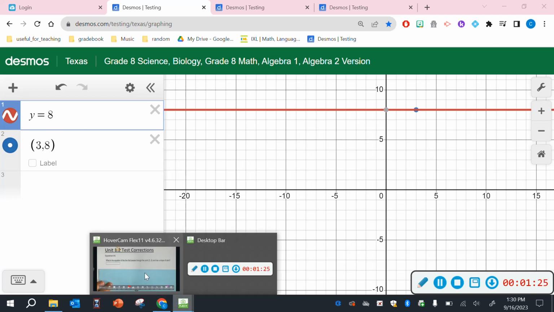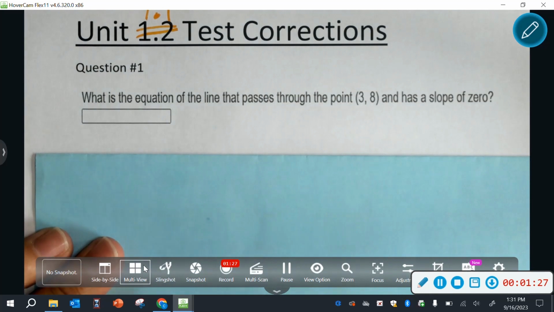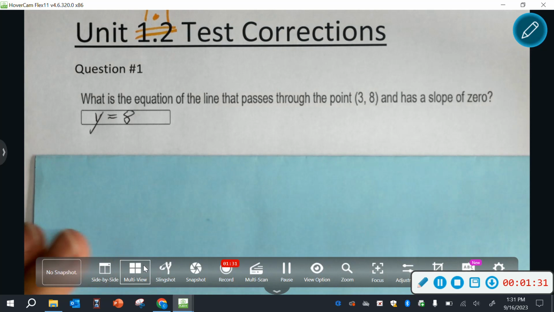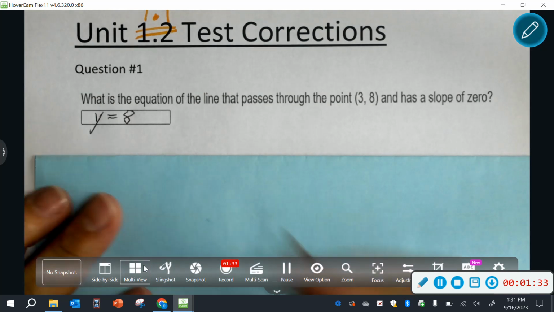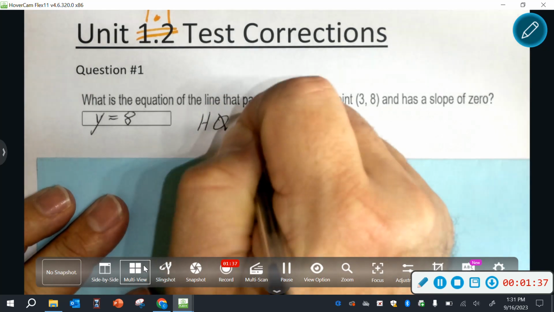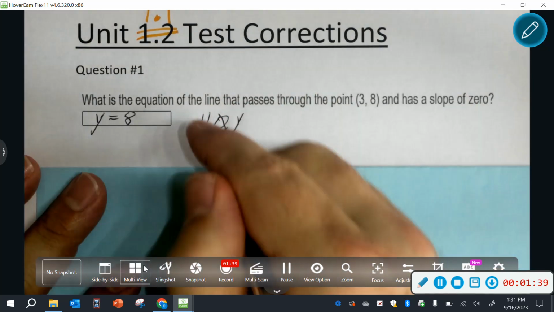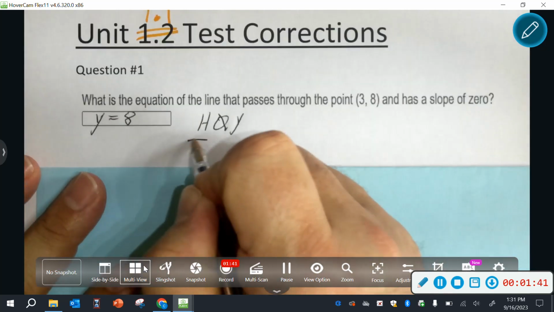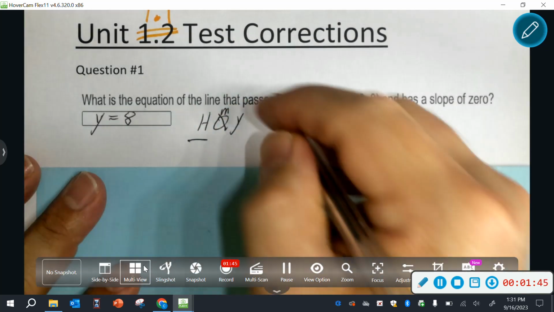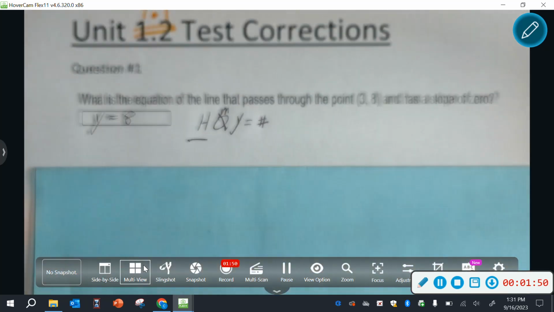So on my paper, I'm going to write this, y equals 8. Now remember, to help you remember that, HOY, okay, so a horizontal line which goes from side to side has a slope equal to 0, and then the equation starts off with y equals, and then it'll be some number.